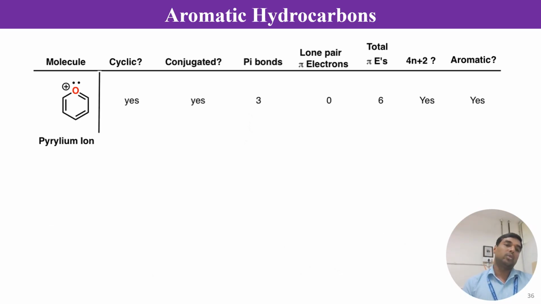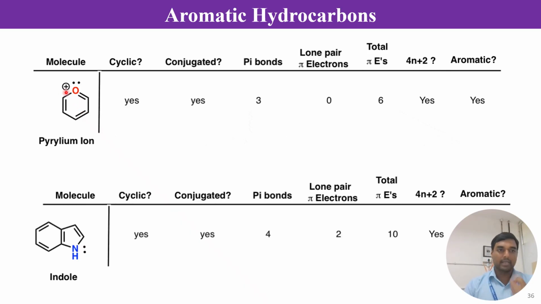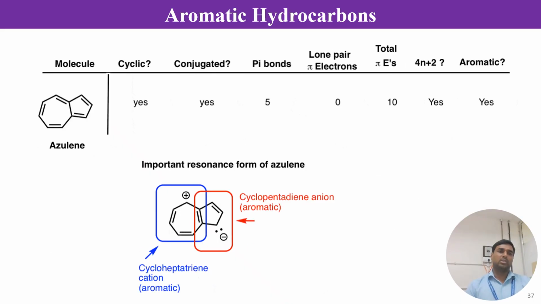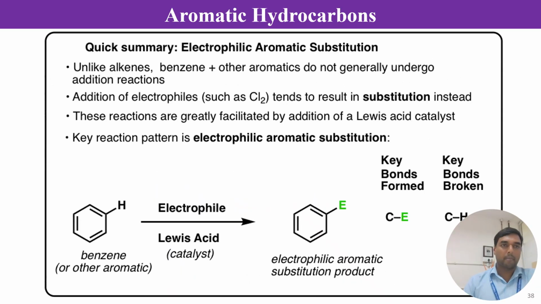Pyrylium ions: here it has a 6 pi electron system and a positive charge, so there is no need to consider the lone pair, so it can have aromatic character. Or indole: in indole there are 8 pi electrons and one lone pair needs to be considered, so it will have aromatic character. If you consider the azulene system, the tropylium cation and the cyclopentadienyl anion, then we have a 10 pi electron system, so it can have aromatic character.